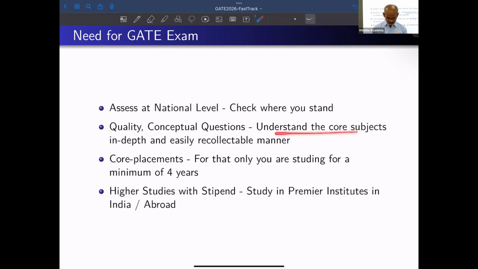And you can understand the core subjects in depth, and in an easily recollectible manner, because it is the only exam to collect all the subjects and test them in 3 hours time. So you see where you stand and whether you are able to connect all the subjects. In that way, I consider that every student leaving engineering should take up this exam. Not only students, every teacher is also supposed to do it.